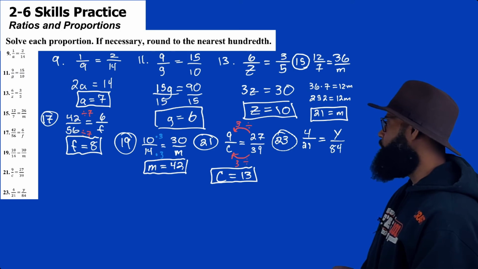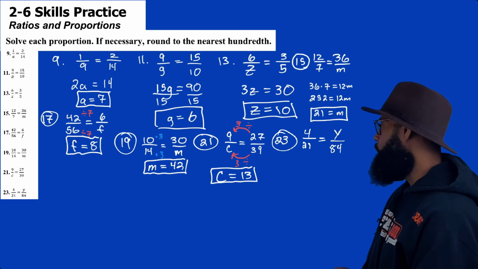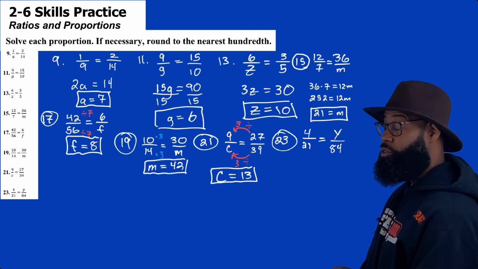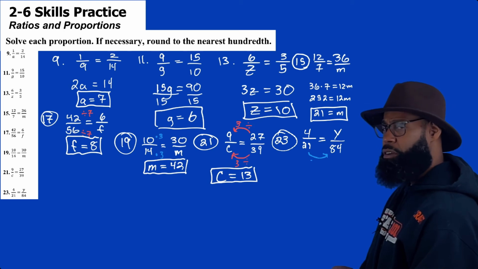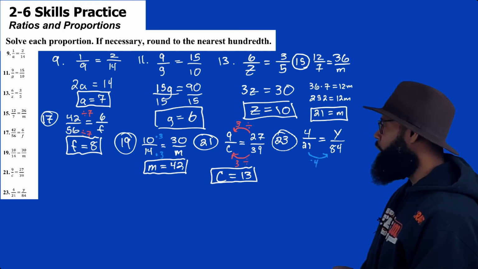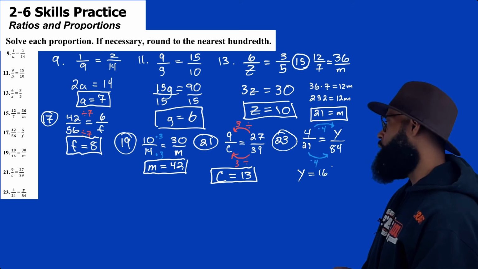So here we go, 23, last one in this column. 4 to 21 is equal to y to 84. Who wants to multiply big old 84 times anything? Well, guess what? You might have to, unless you know 21. Well, to make it bigger, to turn it to 84, what do I have to do? Multiply it by 2, that's not enough. 3, not enough. By 4. So if I do it to the bottom, I gotta do it to the top. 4 times 4 is 16. So y will be equal to 16.